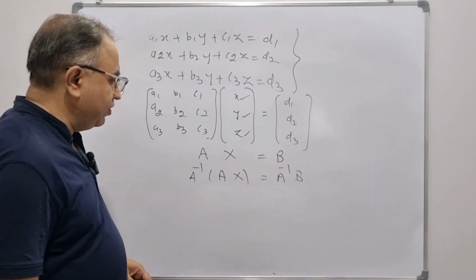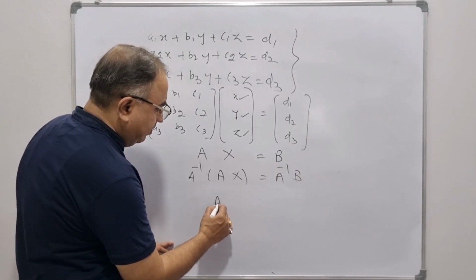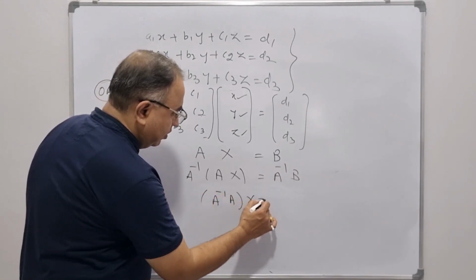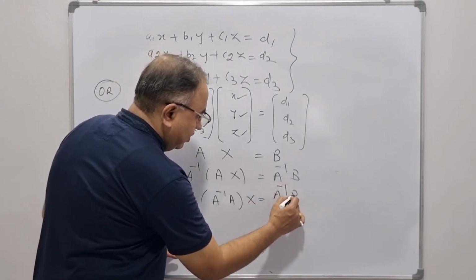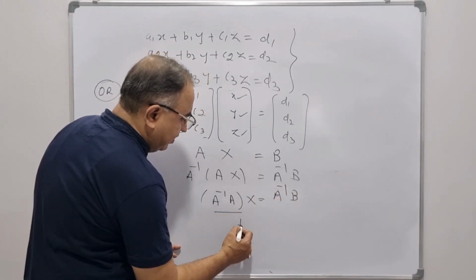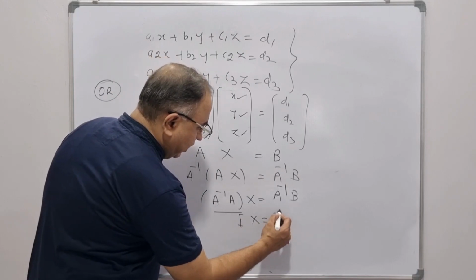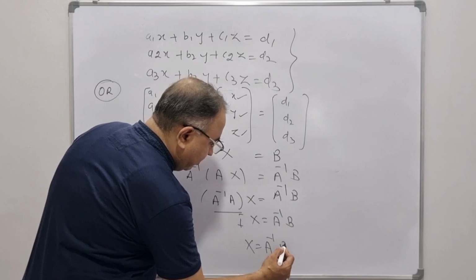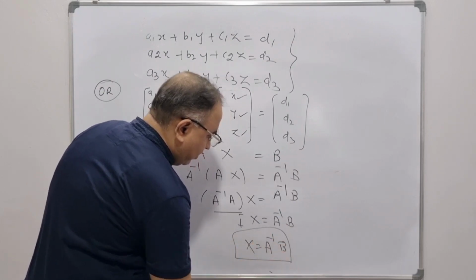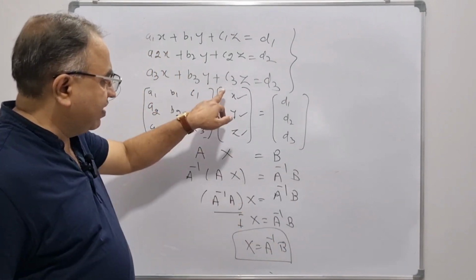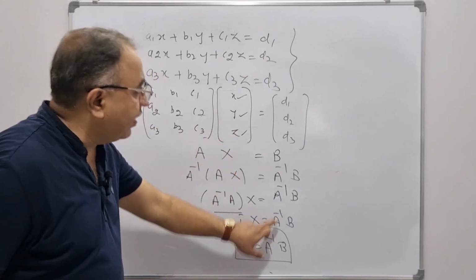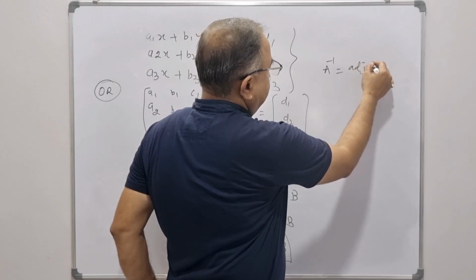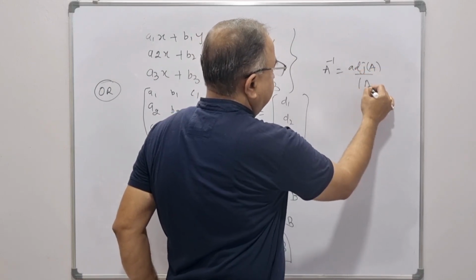So we have multiplied the equation throughout by A inverse. The associative property can apply: A inverse into A X equal to A inverse B. But A inverse into A is the identity matrix I, so I X equal to A inverse B, or X equal to A inverse B. This is how we solve the system of linear equations. We get the values of X, meaning x, y, z. To find A inverse, you already know the formula: A inverse is equal to adjoint A upon determinant of A.